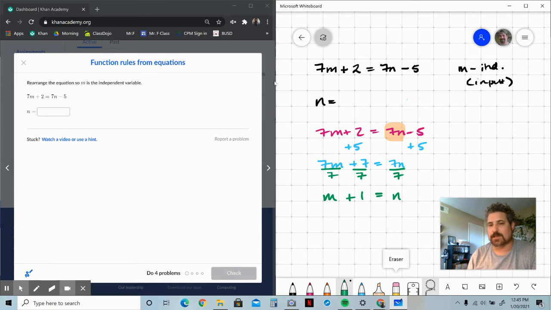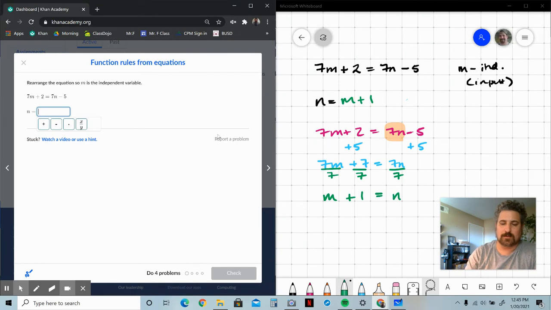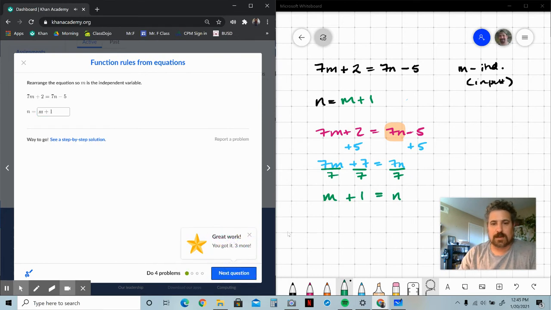So ultimately, when we isolate n, n is equal to m plus 1. That's how we can isolate n and make m the independent variable and n the dependent variable. So what does n equal? n equals m plus 1. And that's how you do it.